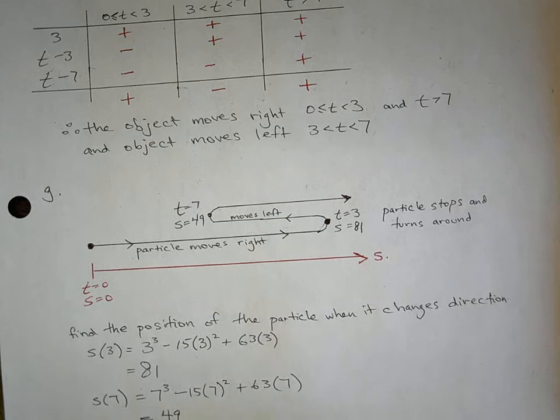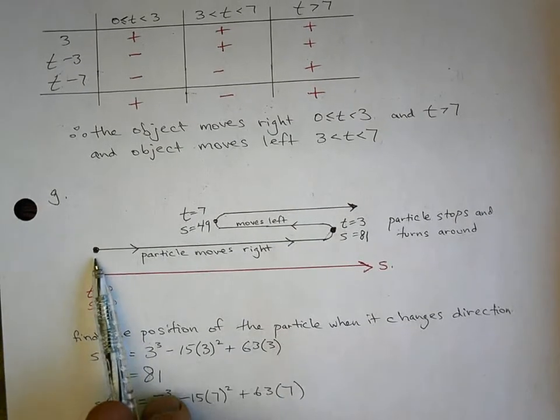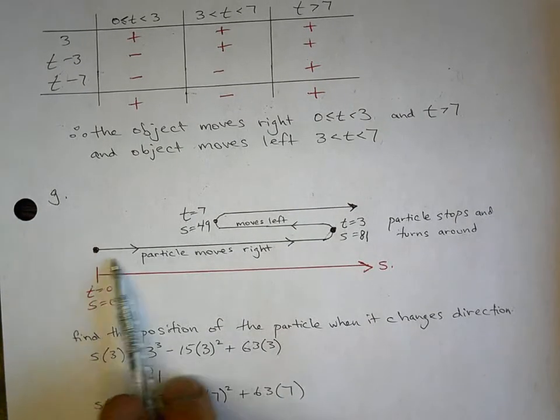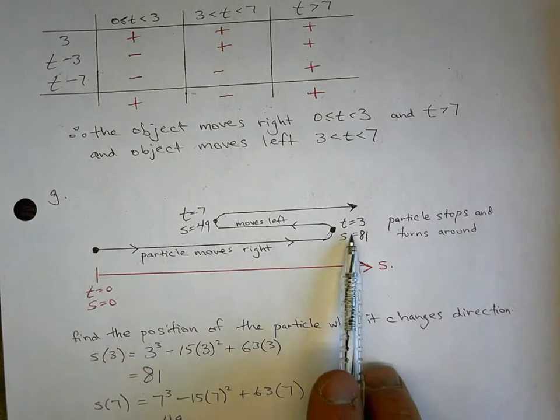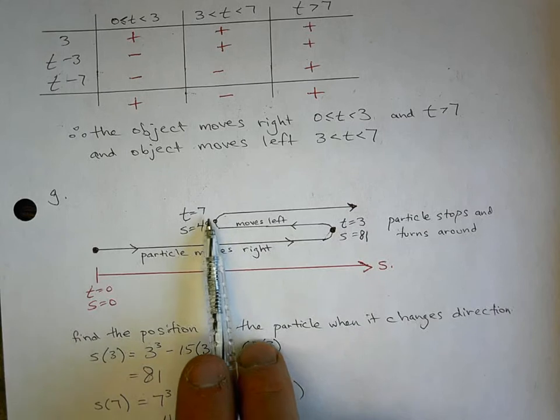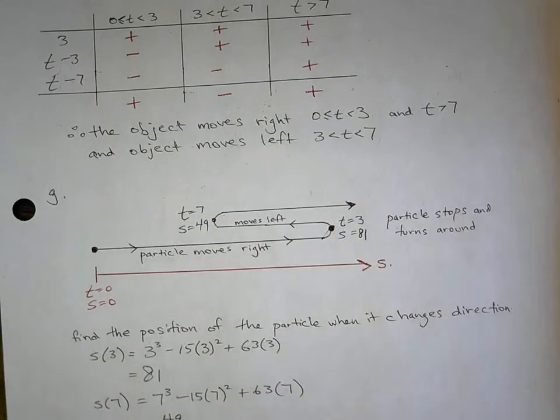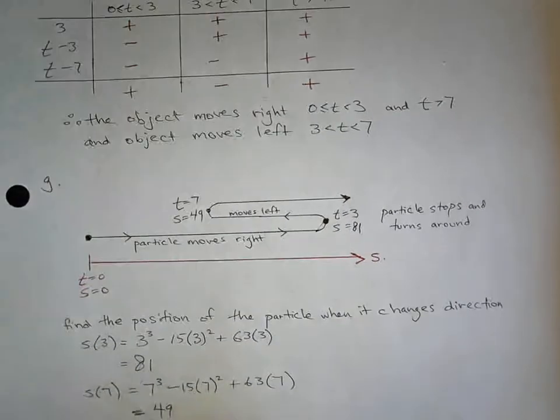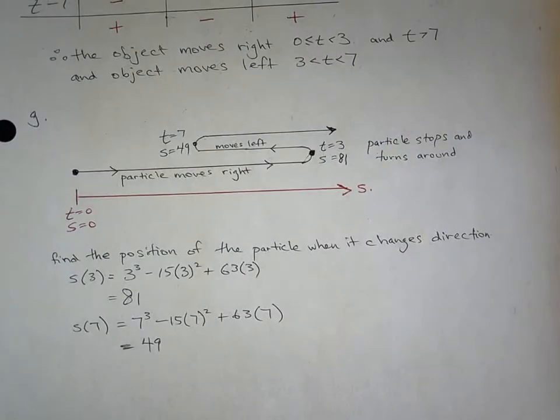So there you have your motion diagram. Particle starts at the origin, moves to the right. At 3 seconds and 81 meters away, it turns backwards, and then at 49 meters away after 7 seconds, it then turns again and keeps going forever to the right. Beautiful motion diagram. Leading us to our final question. Use the motion diagram to determine the total distance traveled.